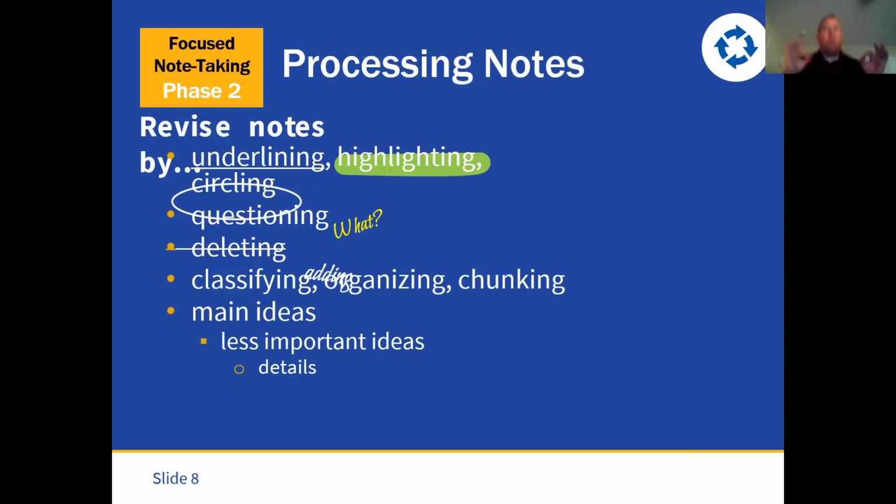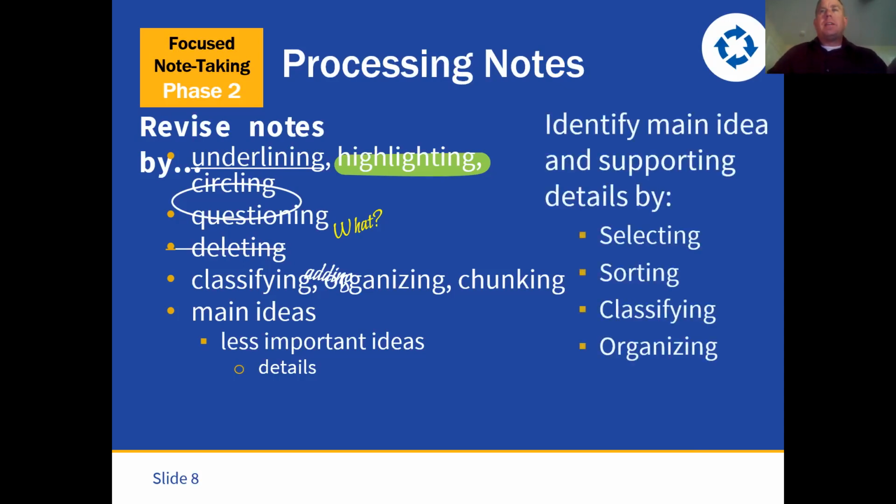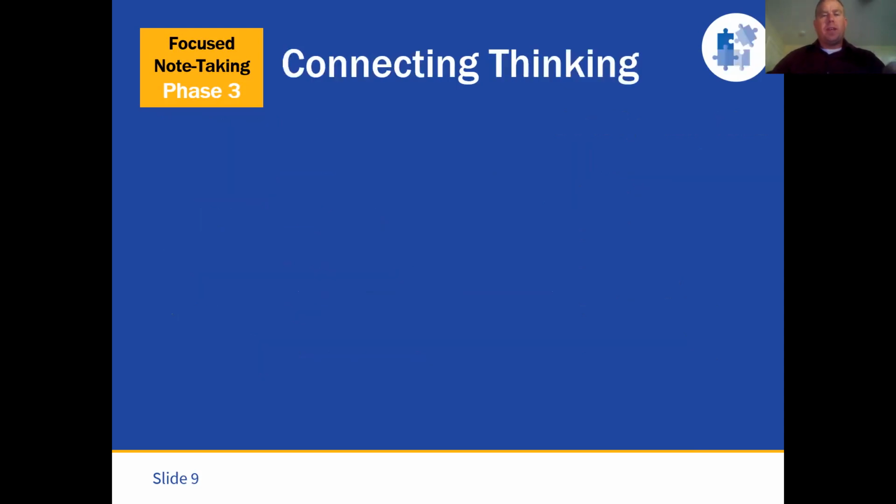Every student has a different way to do it. Whatever works best for you is the best way to do it. Some highlight, some underline, some circle, some delete things that they don't believe are important. It's a very good process. It's very important that you understand your process for revising notes. Identify your main idea and supporting details by selecting, sorting, classifying, and organizing. That's why collaboration is important in the processing phase.